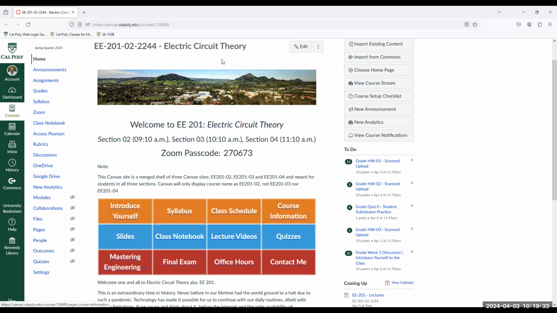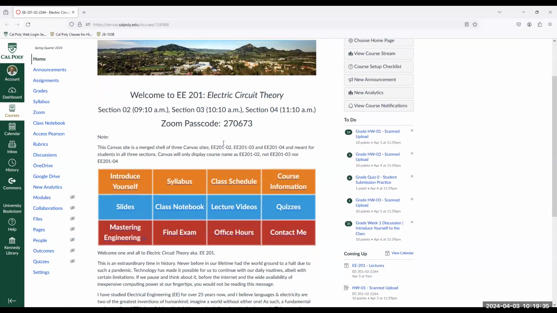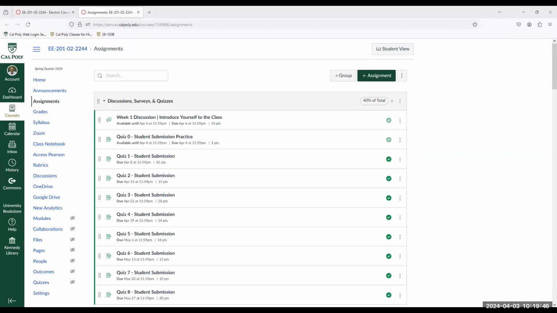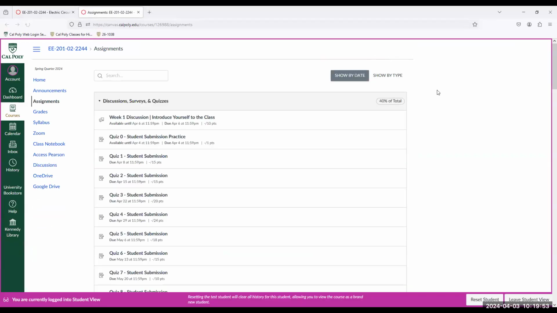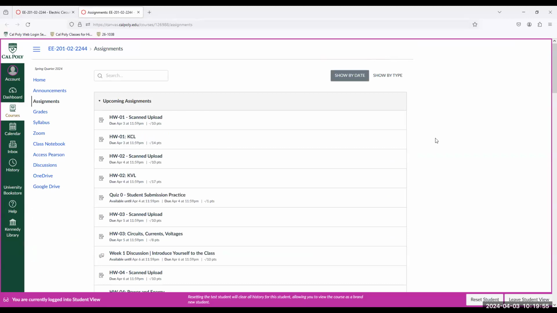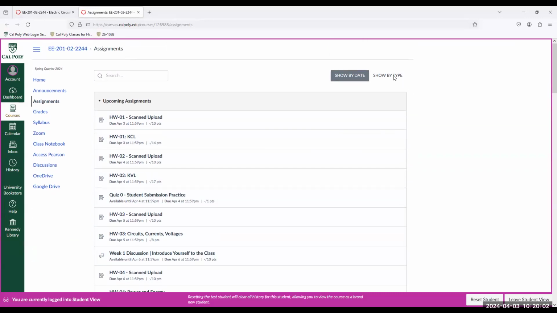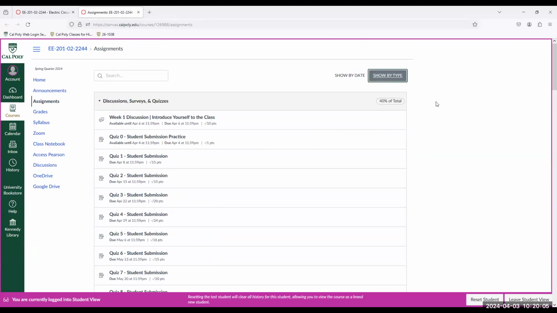Okay, so if you go on the website, you have the syllabus, you have the slides, class notebook, everything available to you. Assignments are on the left. It's going to show assignments quickly. And then at my end, I'm going to do student view, but typically students would view assignments by date, right? Because that's more important, obviously. But when you have some time, do show by type.